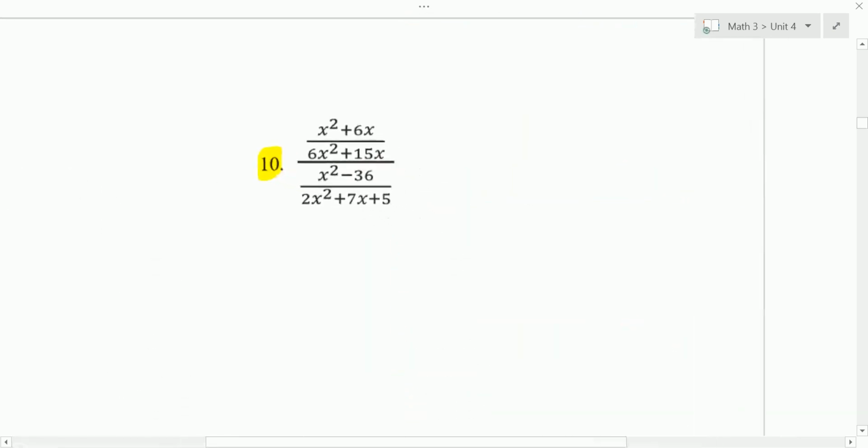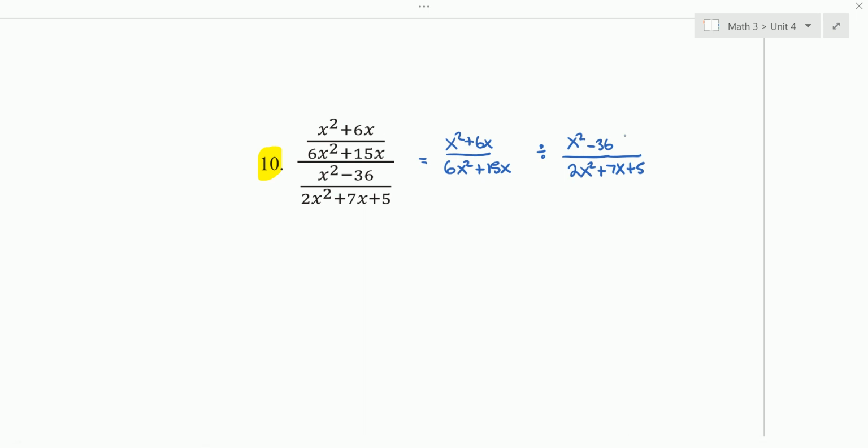Take a look at number 10. 10 is written in this form, but it means the same thing as x squared plus 6x over 6x squared plus 15x divided by x squared minus 36 over 2x squared plus 7x plus 5. So both forms mean the same thing, and so it's just important to realize that. And we can turn our division problem into a multiplication problem by leaving the first fraction as is, changing it to multiplication and multiplying by the reciprocal of the second fraction.